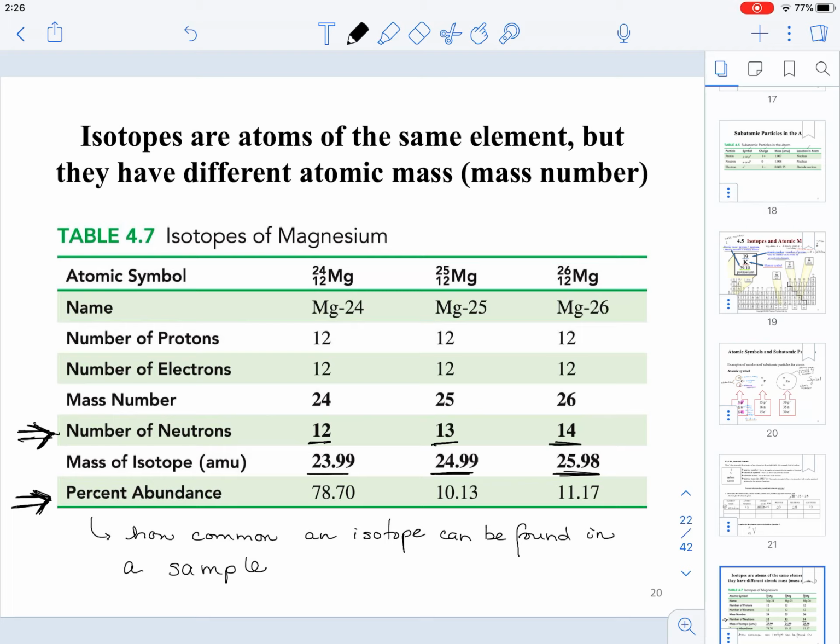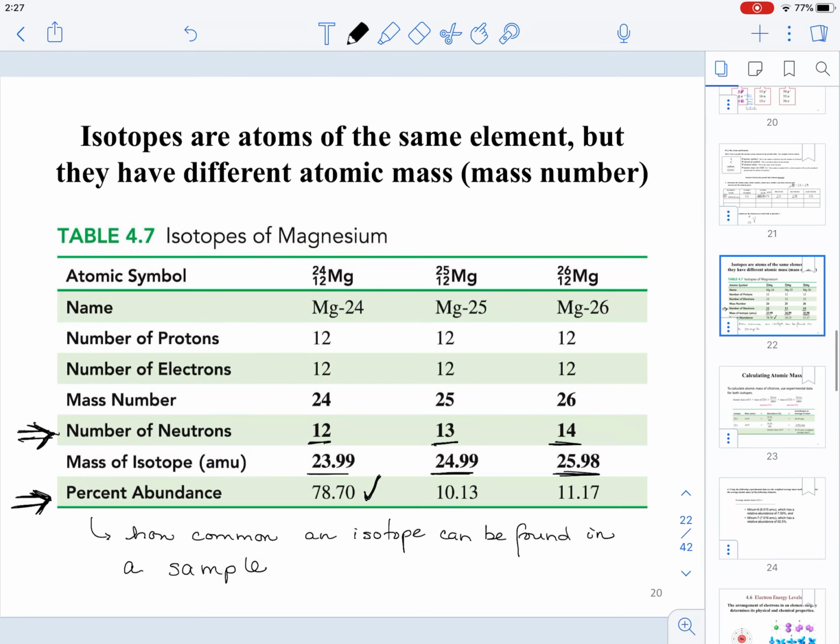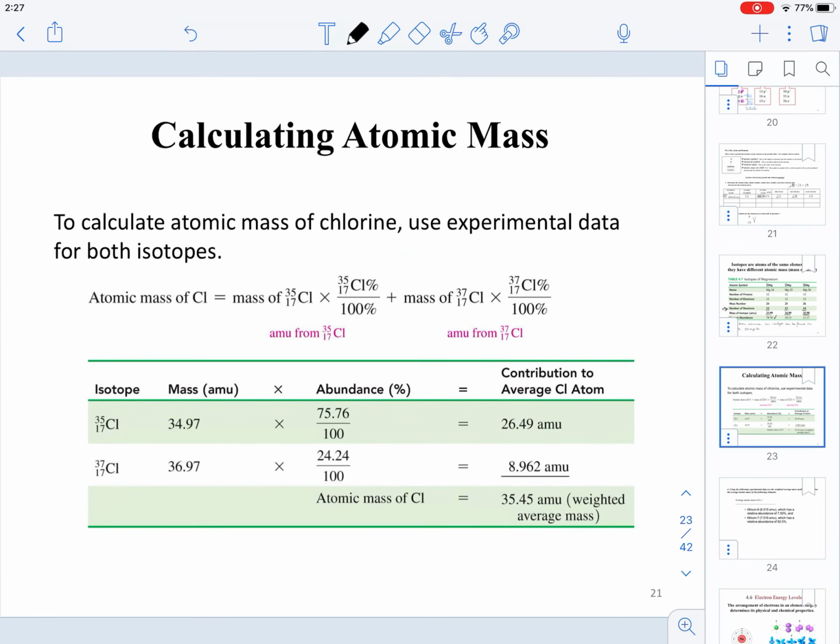So for example, if we compare the three different isotopes of magnesium, the one that is most commonly found is going to be magnesium 24 because it has the highest percent abundance. Why is all of this important? Because when we look at the periodic table and the mass number that is given for each of them, remember the atomic mass or mass number, that number is actually calculated taking into account all the isotopes that we have for a particular element.